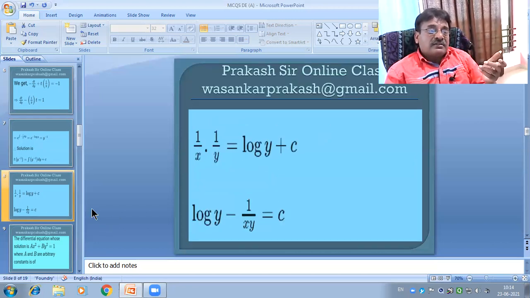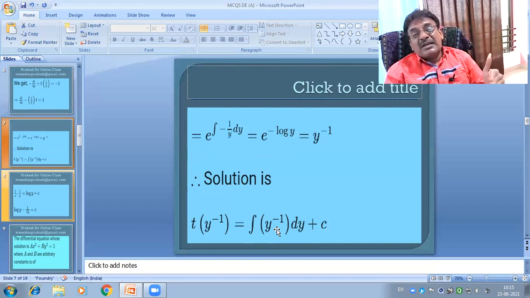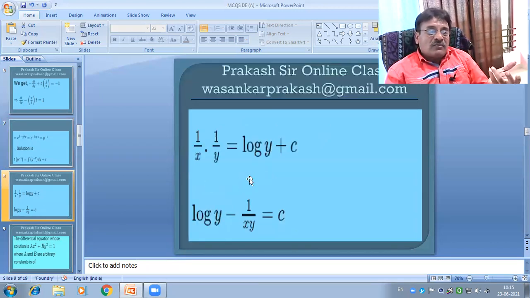So, we write here 1 by y, which is equal to the integration of y to the power minus 1 into dy. This can be written as the integration of 1 by y into dy. And 1 by y is the derivative of the function log y. So we write here log y plus integrating constant c.